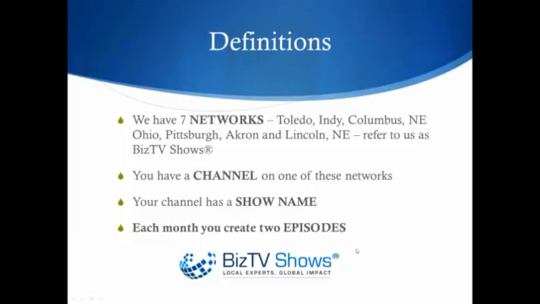So I first want to start with just some definitions. We call each location a network. So we have 7 networks now: Toledo, Indy, Columbus, Northeast Ohio, that we own, so they're company owned. And then we have Pittsburgh, Akron, and Lincoln, Nebraska, that are licensed to locations.